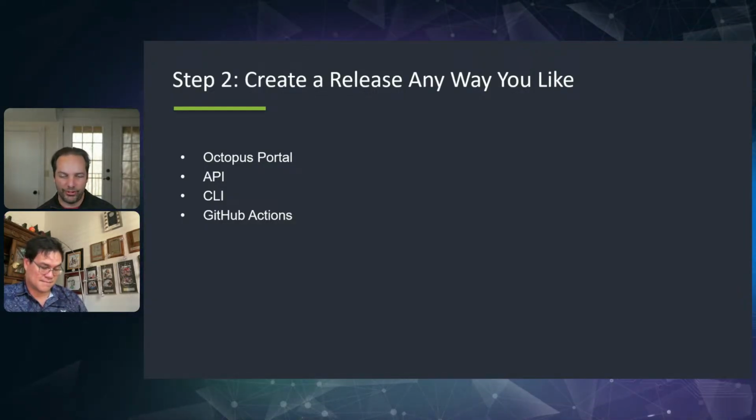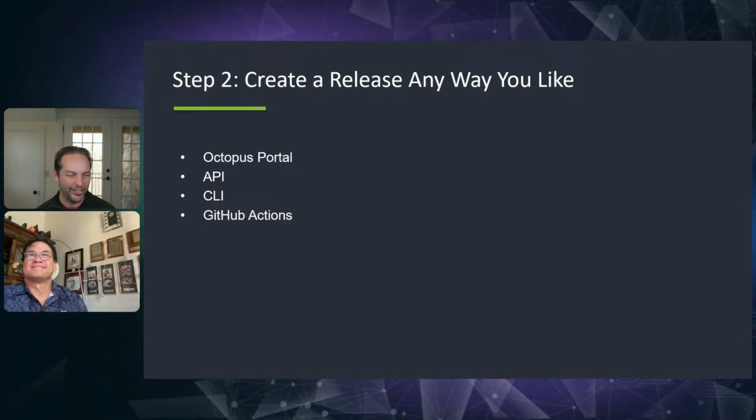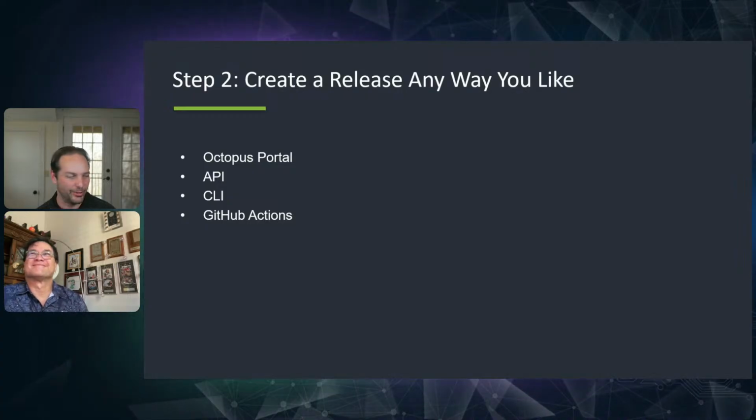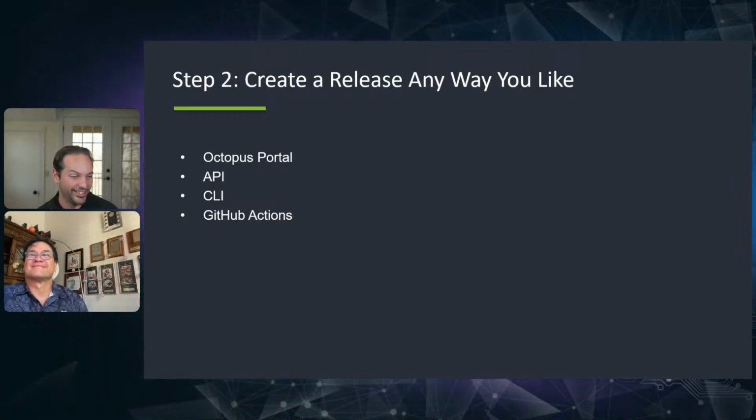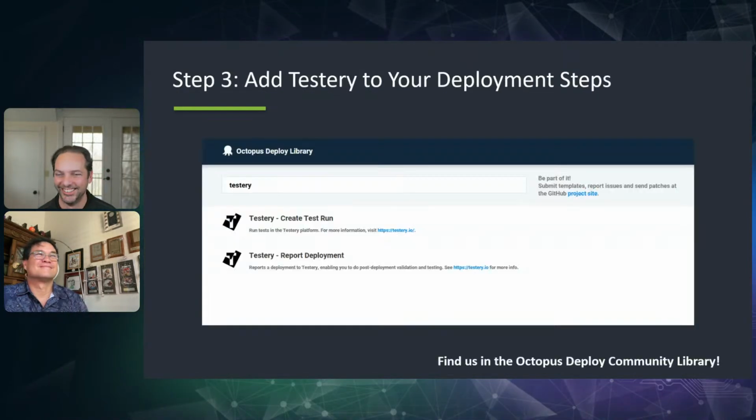Probably going to get in trouble here. This is my bad. I put GitHub Actions without putting Bitbucket pipelines, I think because I got this from the Octopus website. But you can also do this through Bitbucket pipelines. Don't tell the folks back at Atlassian, Dave.